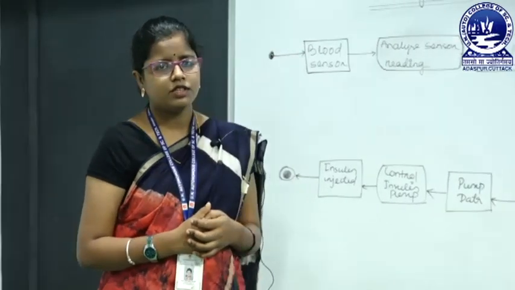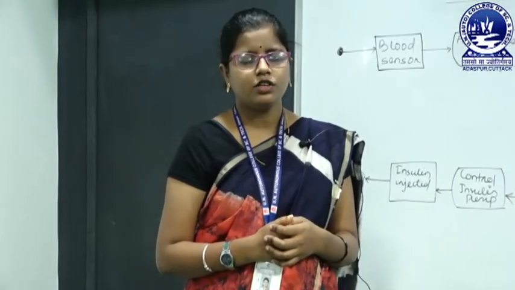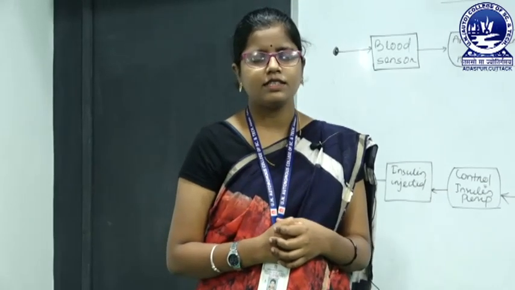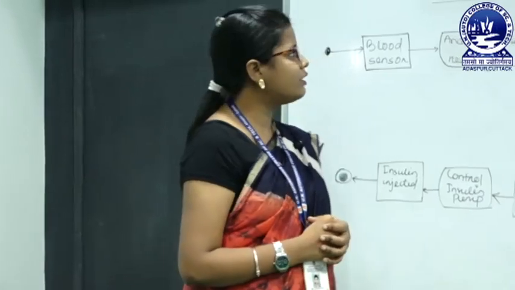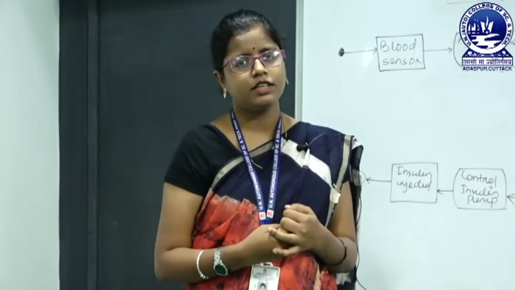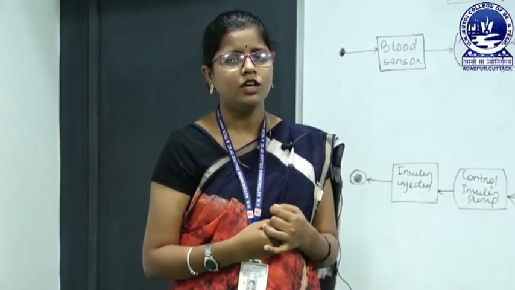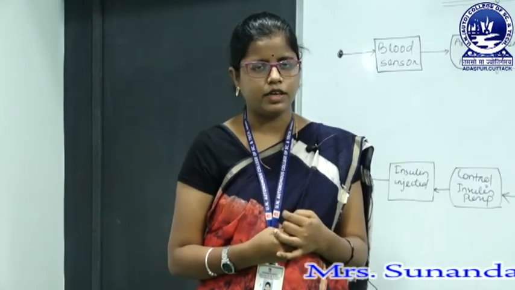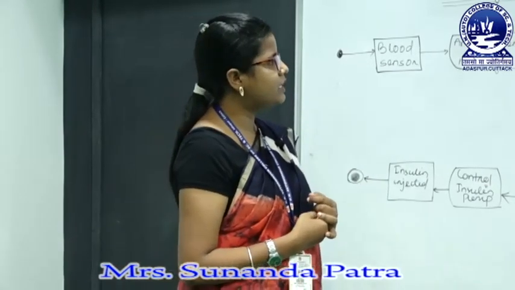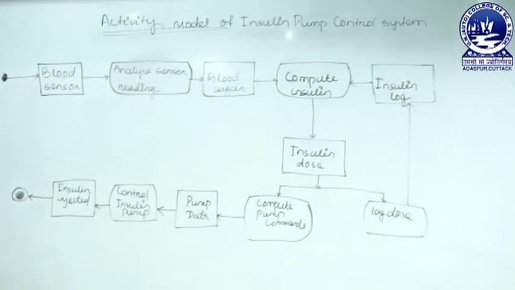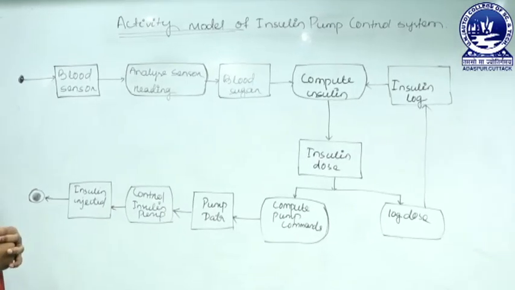Whenever software engineering is concerned, before developing any system, first of all we should represent that system in a graphical manner by using some system model. The activity model is one of the system models. Before going for the real-time implementation of the software, we should represent the system graphically. This is the graphical representation of the insulin pump control system, that means, how the insulin pump control system works. This is the activity model.